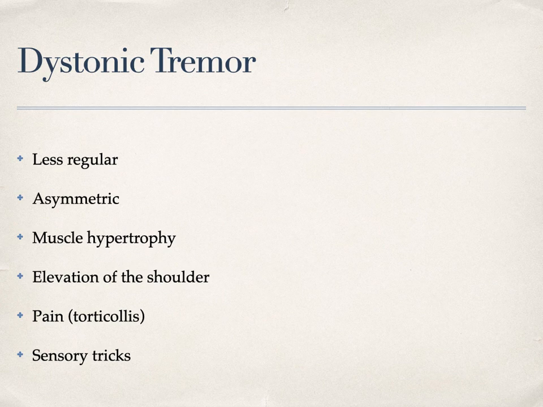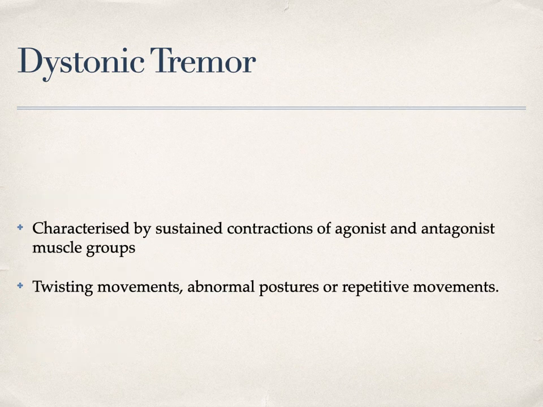This is when a patient can press or just touch a particular part of their face, and it allows them to stop the tremor and move their head back to one area. It sounds like a very strange phenomenon, and for years and years, neurologists considered dystonia to be a functional or psychogenic disorder, but there's now a great deal of evidence to show that it's quite organic. It's characterised by sustained contractions of agonist and antagonist muscle groups with twisting movements and abnormal postures or repetitive movements.